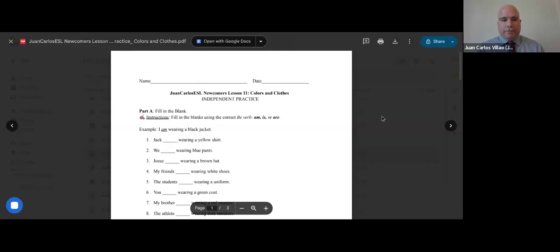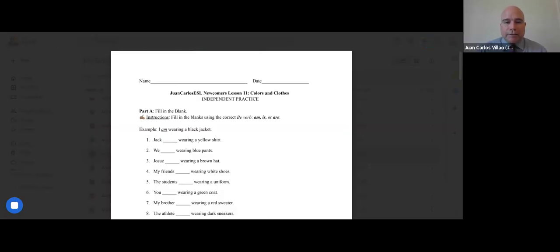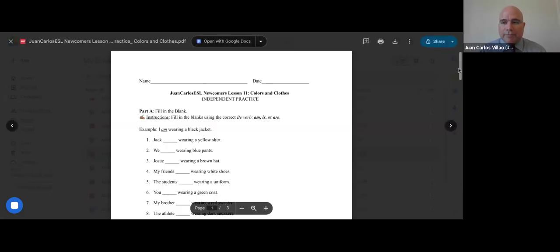Okay, so this is a PDF version of the independent practice. You'll also be able to find the independent practice in the Teachers Pay Teachers store JuanCarlosESL. You can see here, name: students will put their first and last name and the date they're completing the independent practice. Van a poner su primer nombre y apellido y la fecha que están completando este ejercicio de la práctica independiente. See, JuanCarlosESL Newcomers Lesson 11, Colors and Clothes, independent practice.